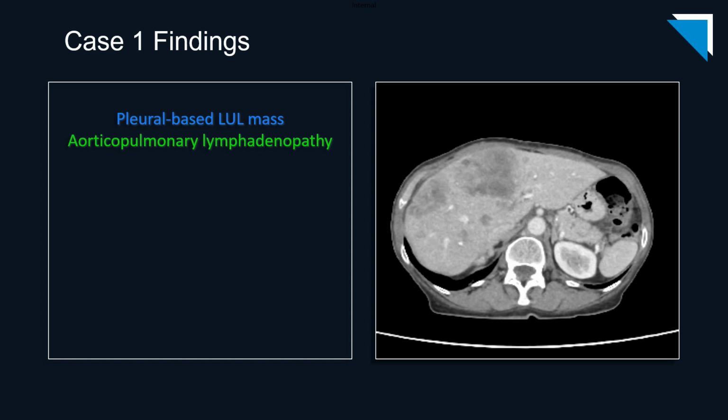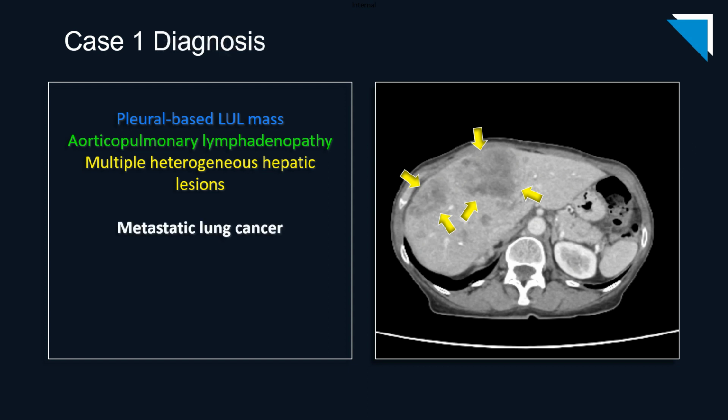More inferiorly still in the upper abdomen, there are multiple ill-defined heterogeneous hepatic masses. So this patient unfortunately has metastatic lung cancer which presented with right upper quadrant pain due to liver metastases.